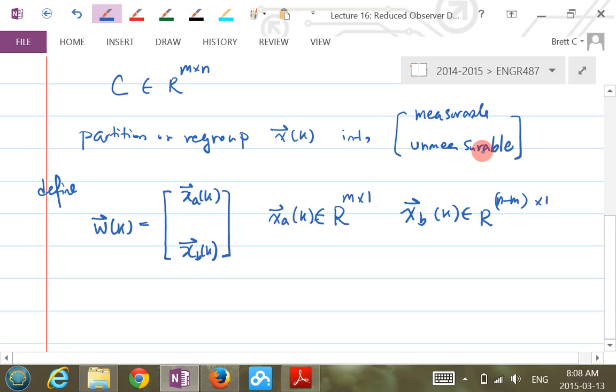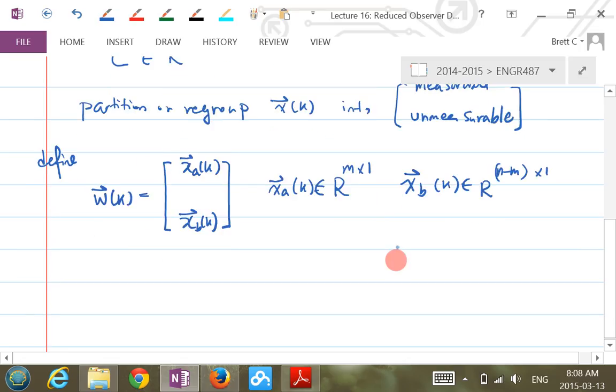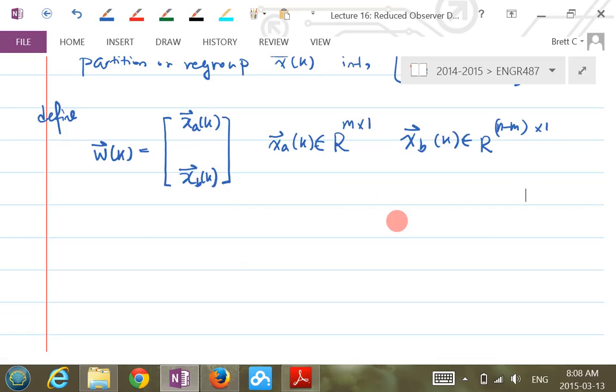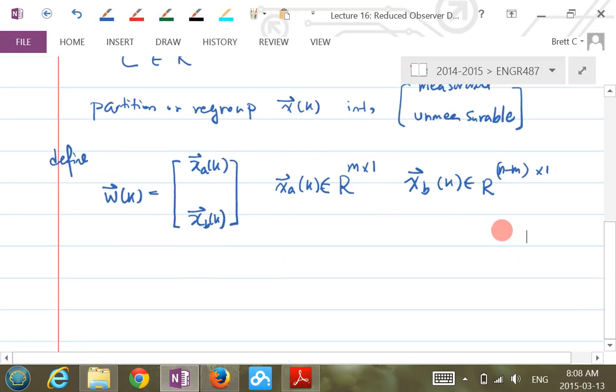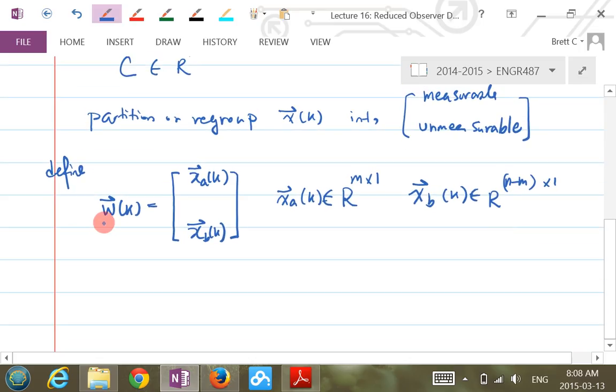Is that good? Okay, so basically you've got to understand that w of k here is nothing different from the original x of k, except that you're reordering, right? The order is different now. So it's not x1, x2, x3 anymore. Maybe it's starting from x2, because x2 is probably the measurable one.